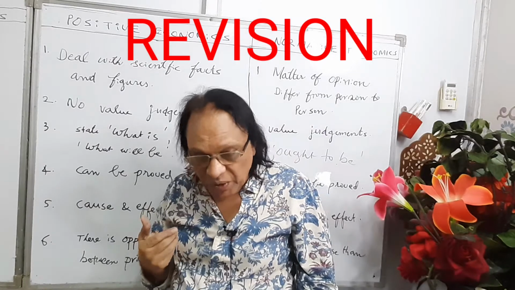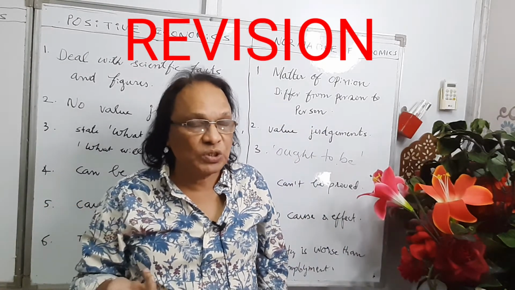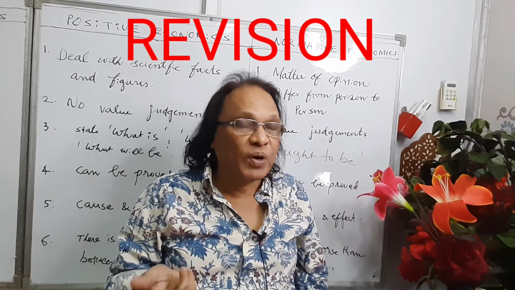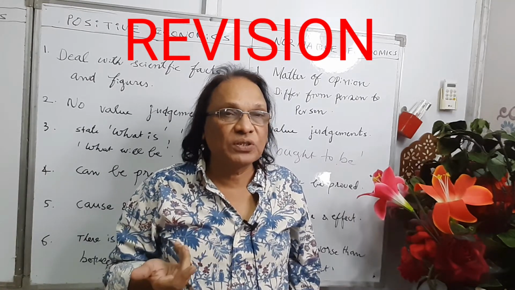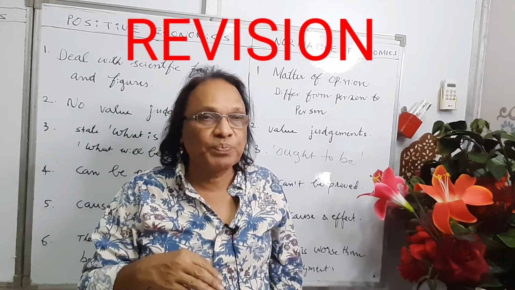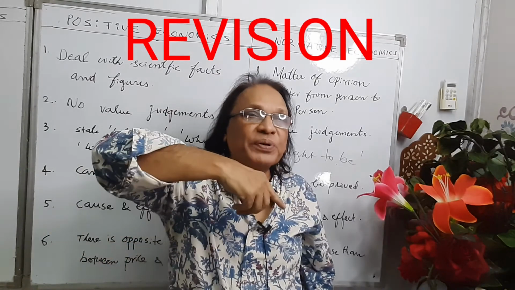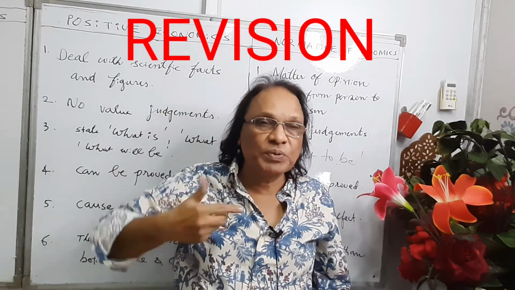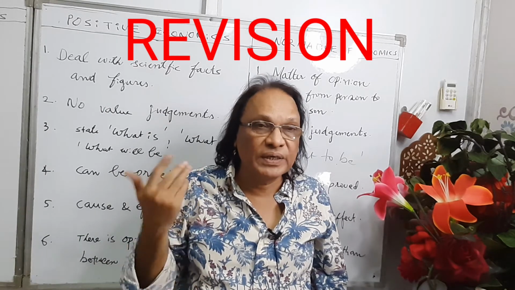So basically, positive economics deals with what is, what was, what will be. Normative economics deals with what ought to be. Positive economics is scientific facts and figures. Normative economics has no scientific fact. Positive economics doesn't make any value judgments. Normative economics makes value judgments. The best example to remember is there is an inverse relationship between price and quantity demanded. There is a direct relationship between price and quantity supplied.